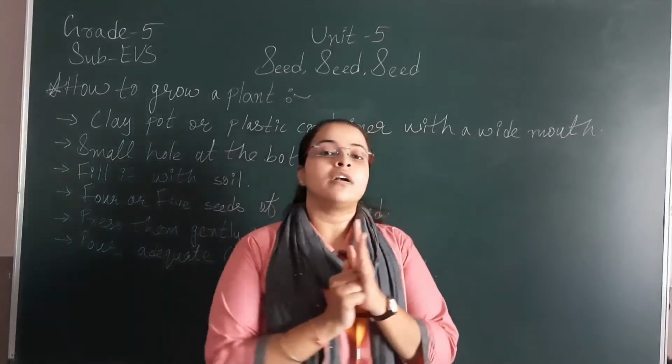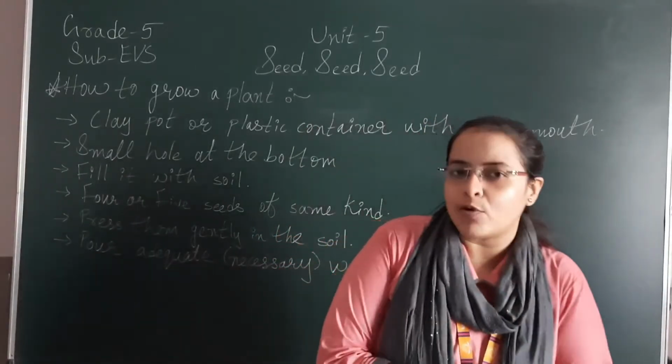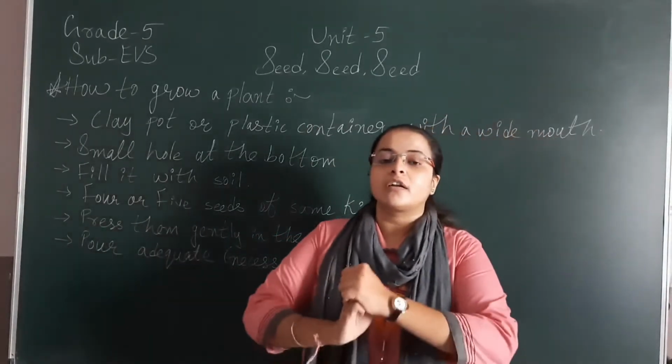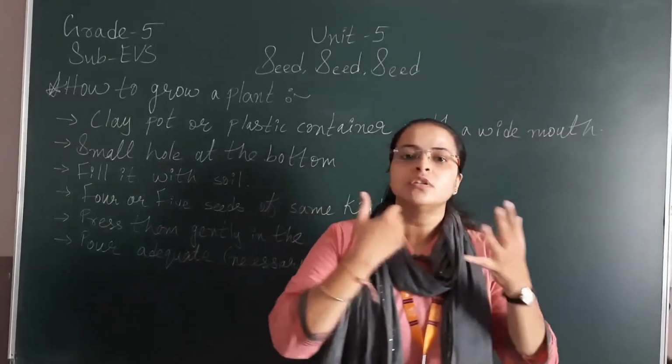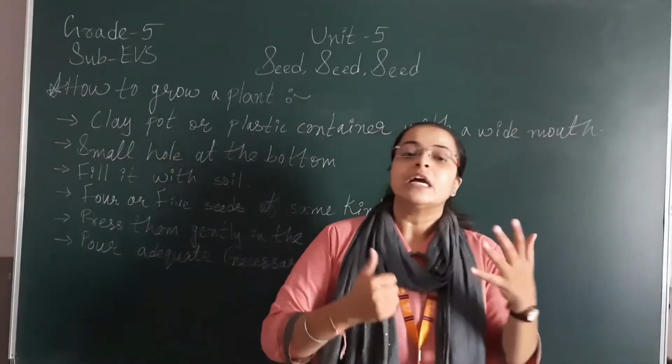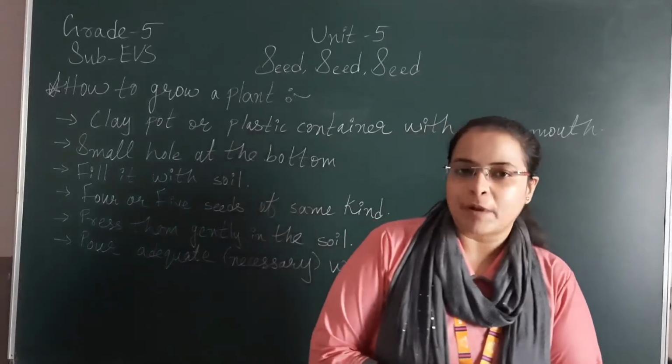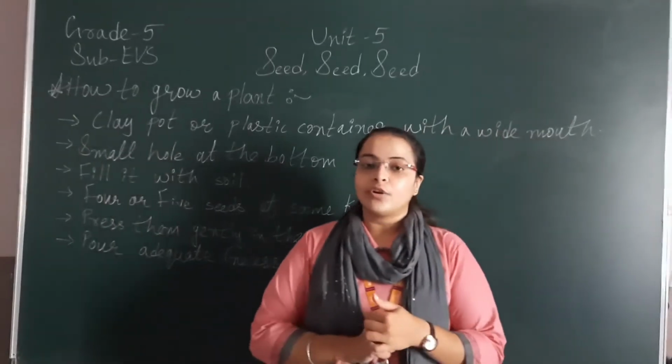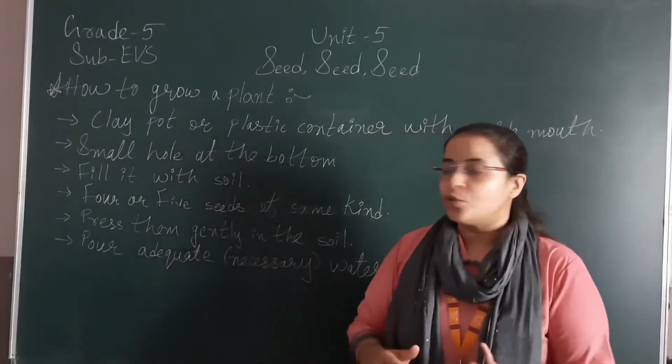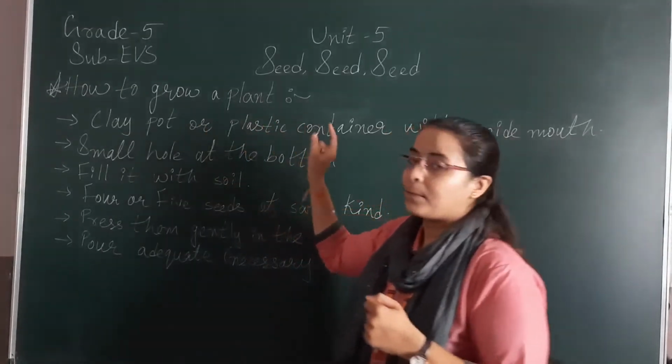This topic we have learned, and we have learned about the sprouts also: how the seeds are turning into sprouts. Moong, chana, rajma, chia pea. How we can turn them into sprouts, that we have learned. Now today we are going to start with a very new topic, that is how to grow a plant.